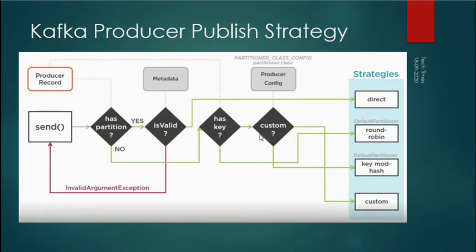If you have mentioned a key, then it will check if you have any custom partitioner mentioned there. If we have a custom partitioner, then it will publish the message using that custom partitioner. If we don't have a custom partitioner but we have a key, then it will do key based hashing, that is the default partitioner using the key, and it will start publishing those messages.